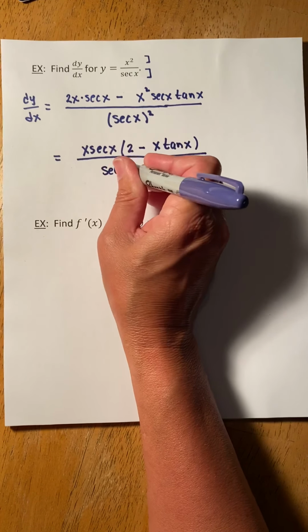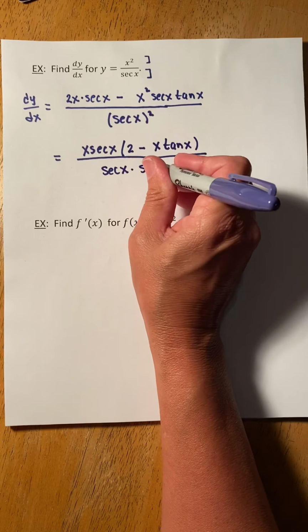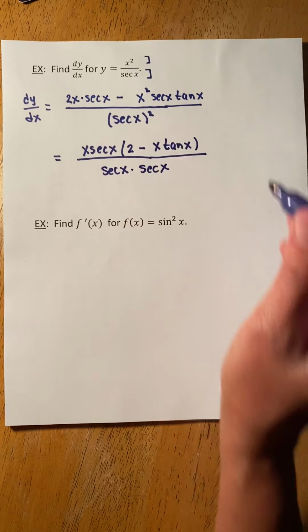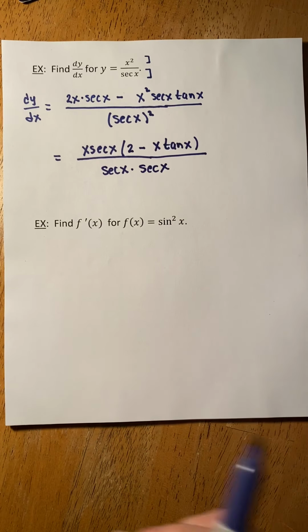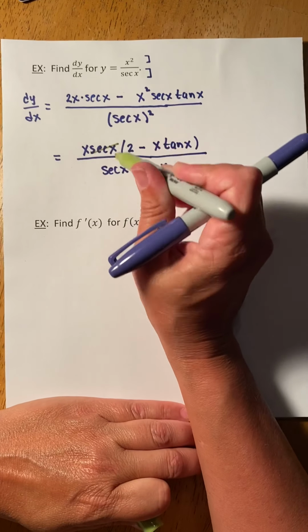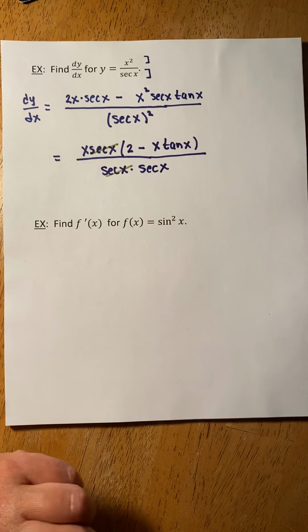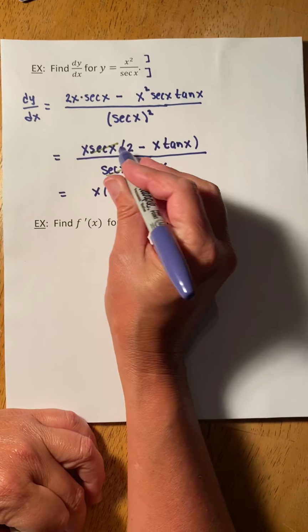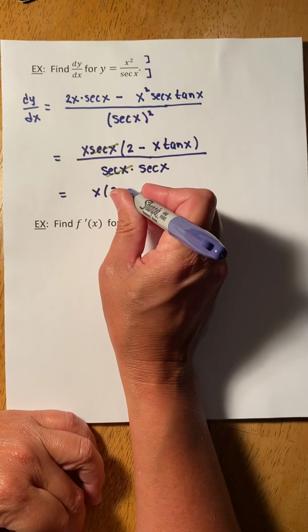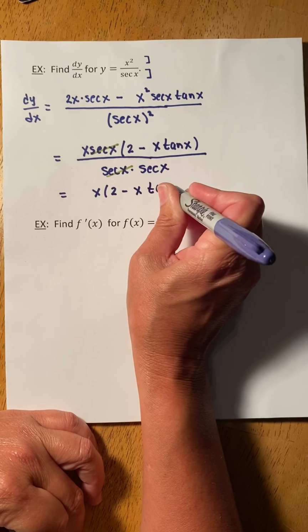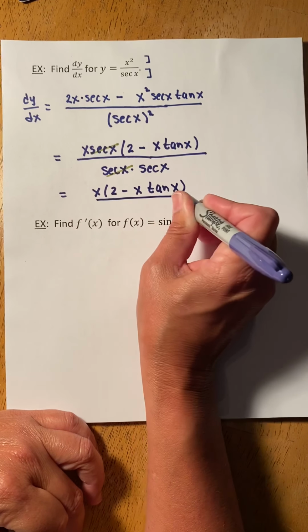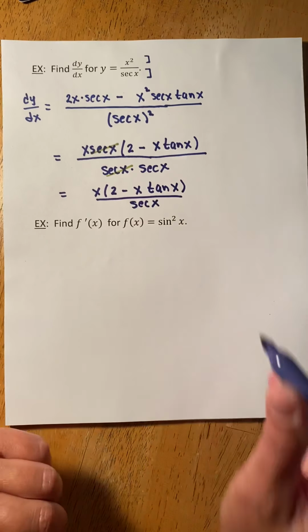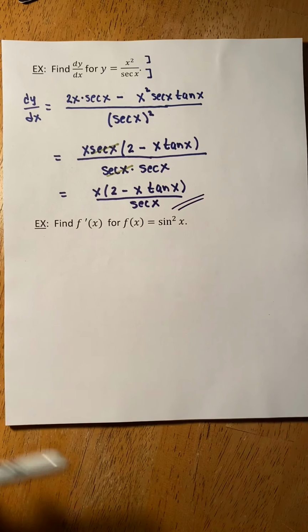And just for simplification, I'm going to call the secant squared, the secant times the secant. So then maybe you can see clearly that these are going to cancel out. And then what I'm left with is I still have that x. Don't lose that guy. We only canceled out the secant in the numerator. 2 minus x tangent of x, all over just one secant. There we go.